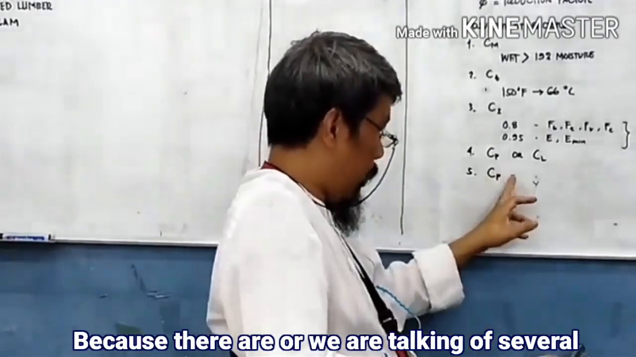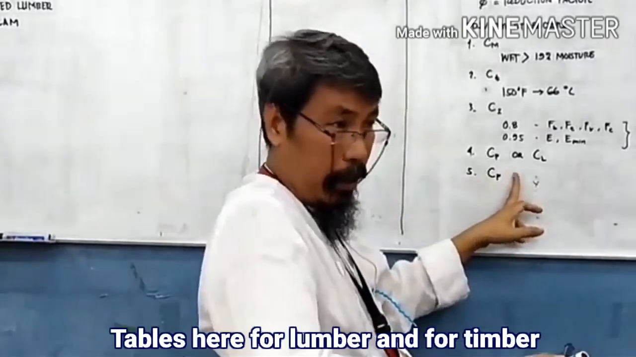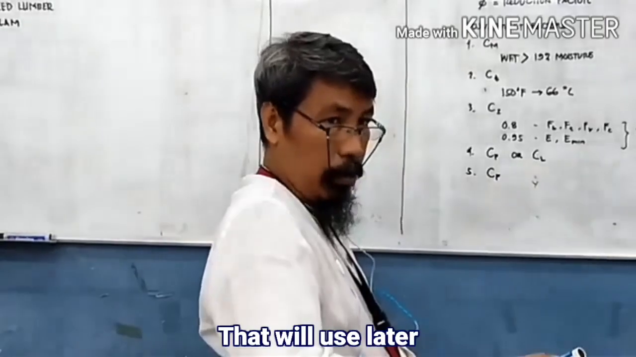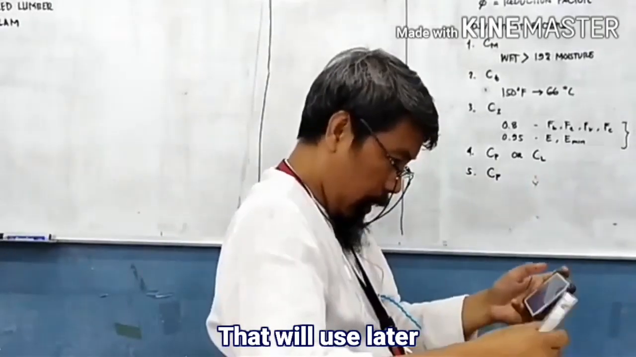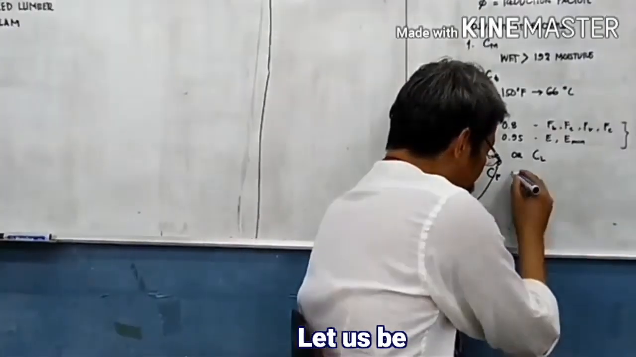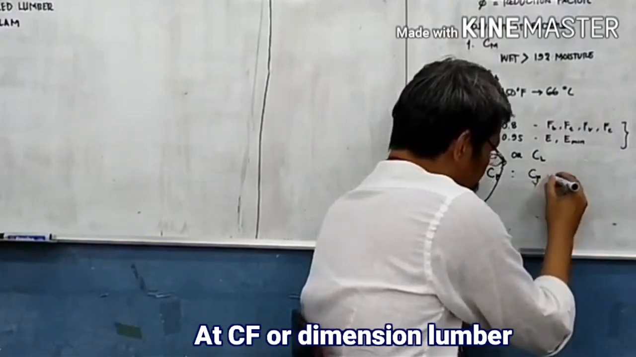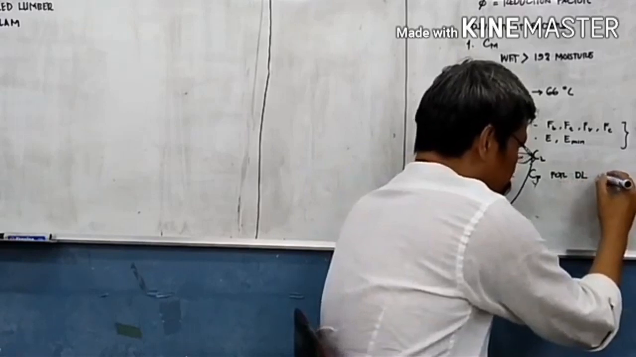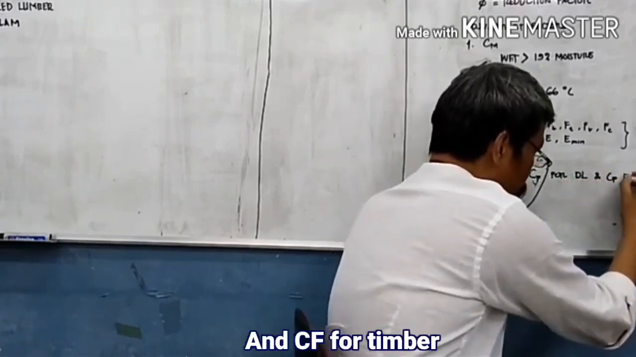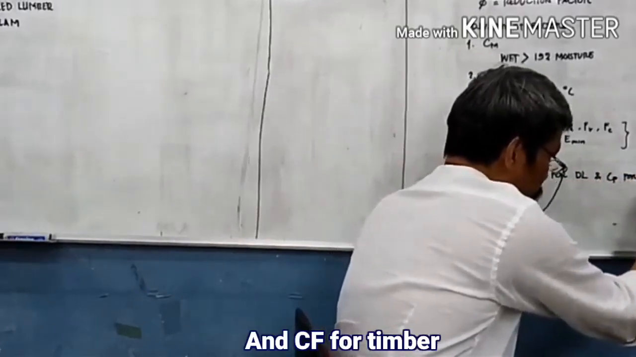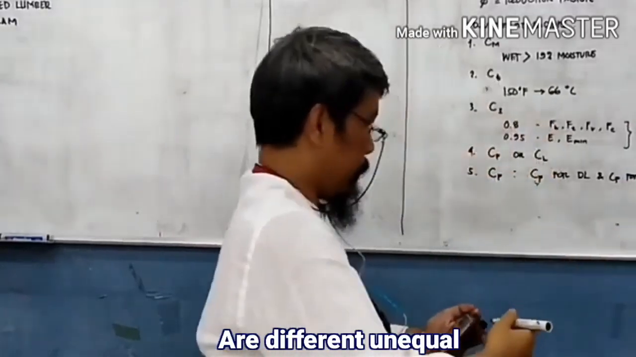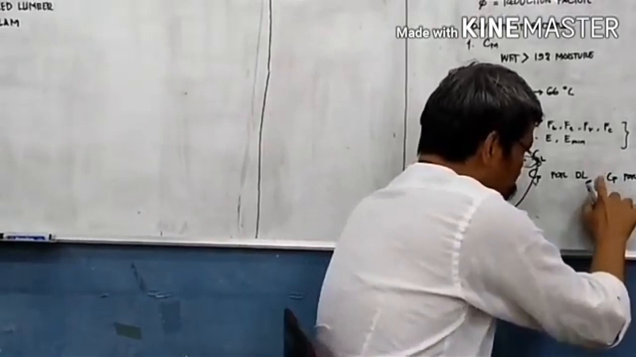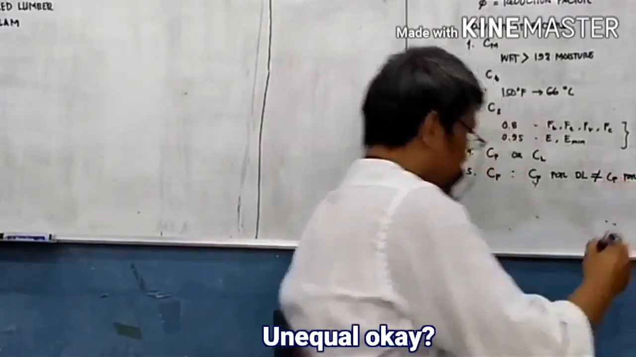Because we are talking of several tables here. For lumber and for timber. So there are tables that we will use later. Let us be informed only that TM for dimension lumber and GM for timber are different. Not equal, no? Not equal. Okay?